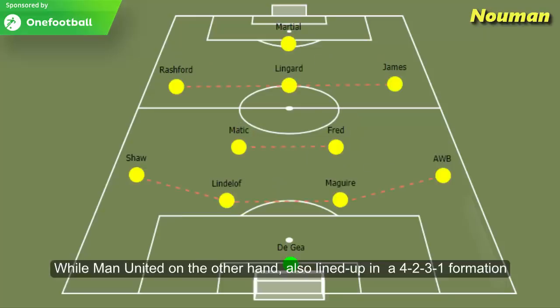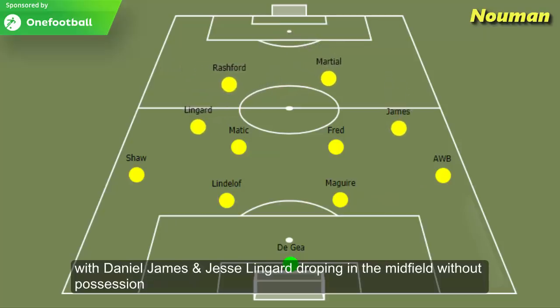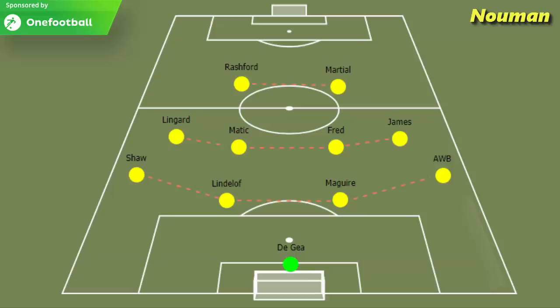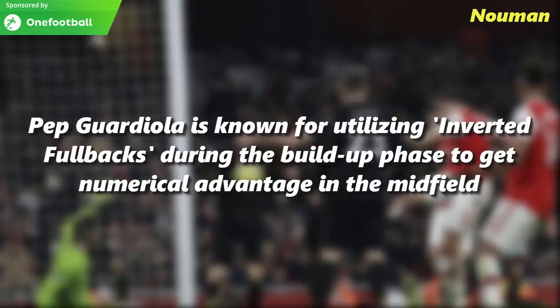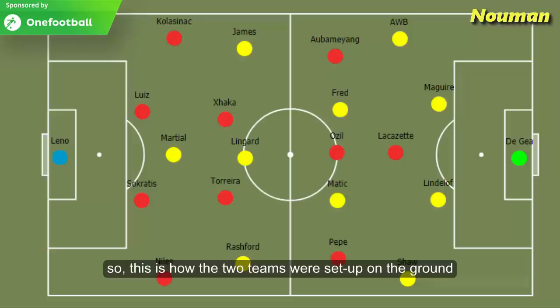While Manchester United on the other hand also lined up in a 4-2-3-1 formation which mostly shifted to 4-4-2 without possession, with Daniel James and Jesse Lingard dropping into the midfield. Pep Guardiola is known for utilizing inverted fullbacks during the build-up phase to get the numerical advantage in the midfield. And we saw a mixture of inverted fullbacks and temporary fullbacks in Arsenal's playing style today, which we haven't seen so far this season. So this is how the two teams were set up on the ground.